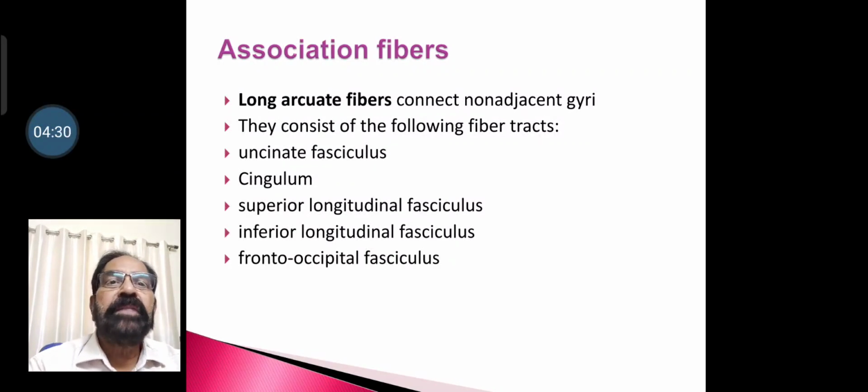Then long arcuate fibers connect non-adjacent gyri. They consist of the following fiber tracts, that is uncinate fasciculus, cingulum, superior longitudinal fasciculus, inferior longitudinal fasciculus and fronto-occipital fasciculus.